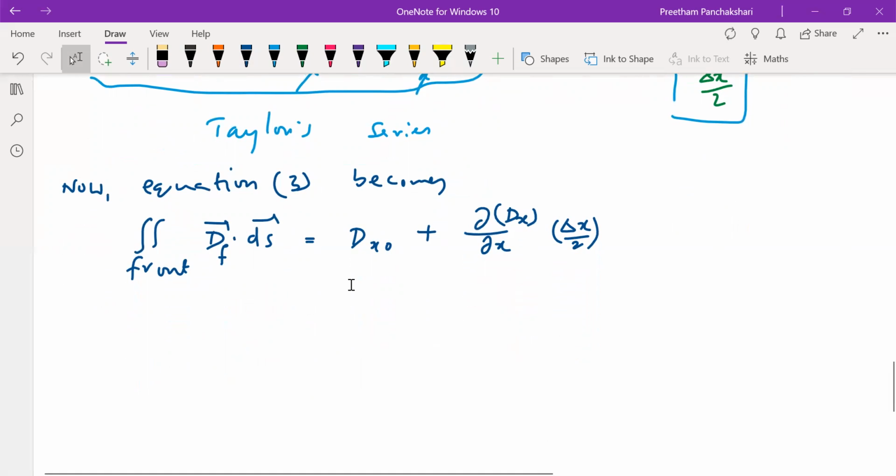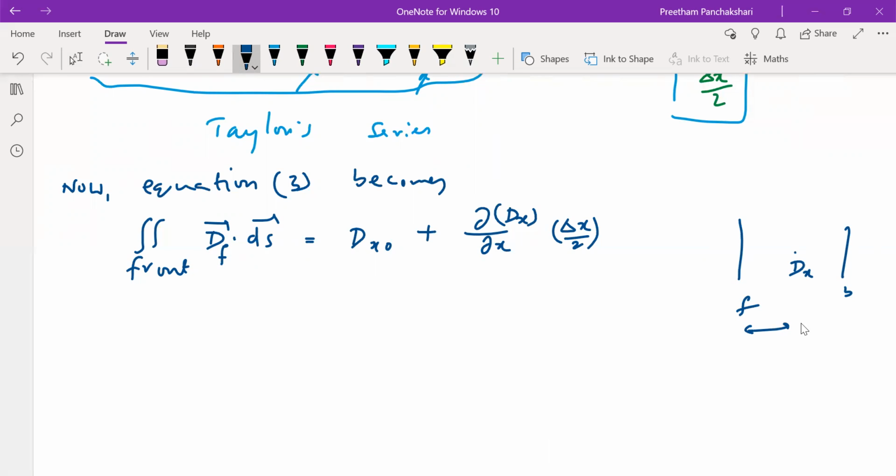Similarly, we can easily predict the value of D over the back face, because the area of the front face and the back face of the Gaussian surface is the same. The distance from the midpoint to both the faces is also the same. That's why we can easily predict. The only change is that the flux from the front face is in the positive x direction, and from the back face it is towards the negative x direction. So the flux moves in opposite directions.